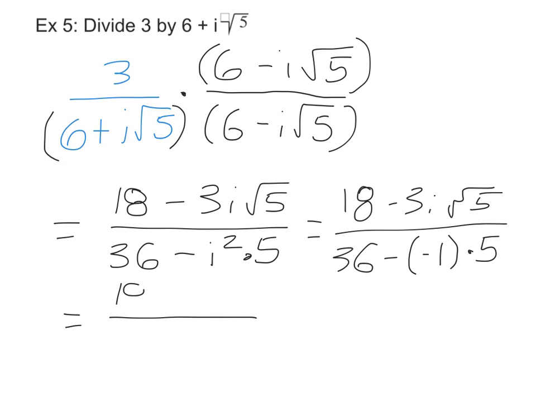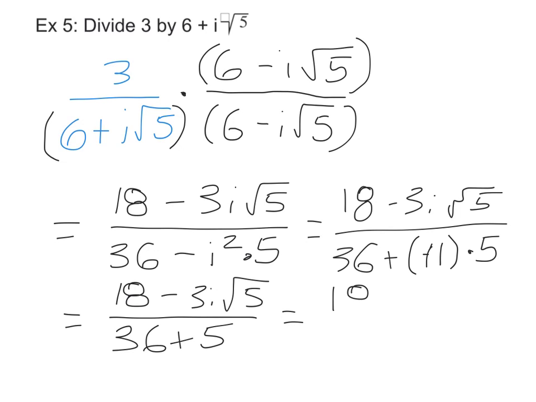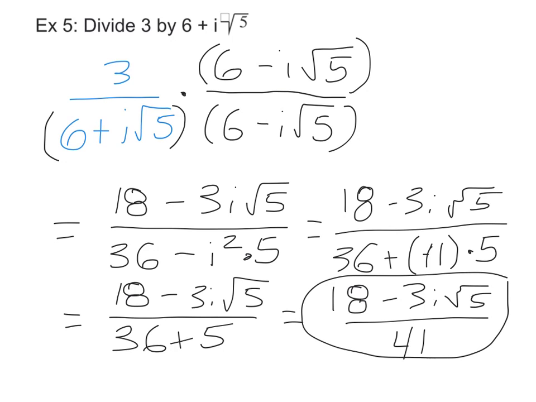Lastly, we're almost there. 18 minus 3i square root of 5. 36, two negatives, those become positive. 36 plus 5. So I get 18 minus 3i square root of 5 all over 36 and 5 gets me 41. And that is more than good enough for your answer.